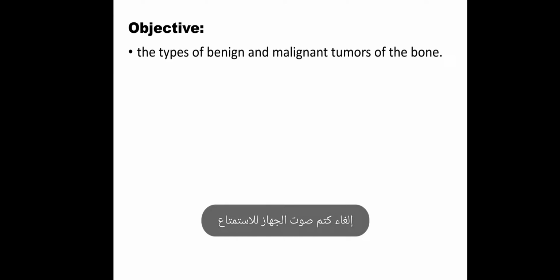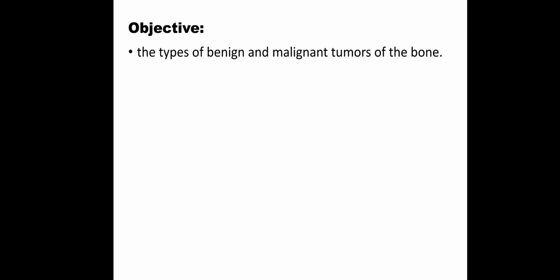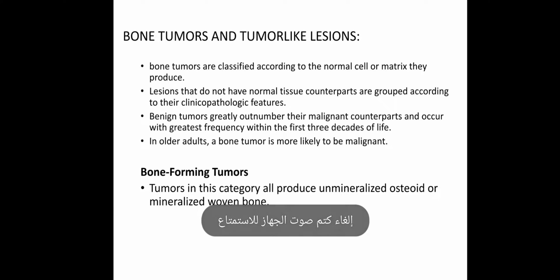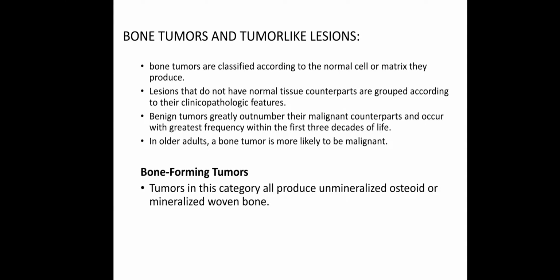The objective of this lecture: the types of benign and malignant tumor of the bone. Bone tumor and tumor-like lesions. Bone tumor are classified according to the normal cell or matrix they produce.